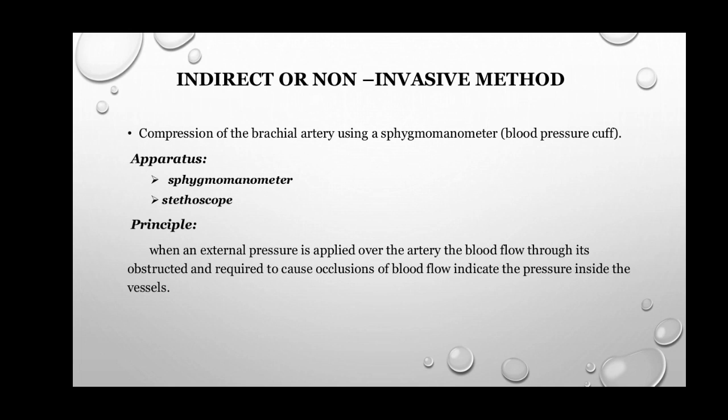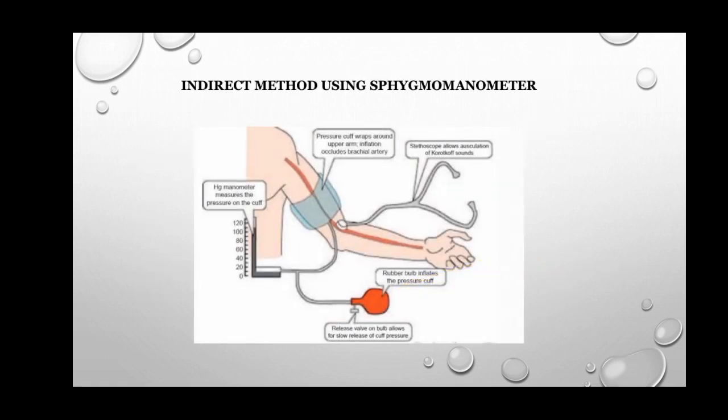The sphygmomanometer consists of a rubber bladder, which is known as the cuff, and a rubber squeeze ball pump, and valve assembly. Pressure is measured using a manometer with mercury column for measuring the value. The cuff is wrapped around the patient's elbow and shoulder. The stethoscope is placed on the artery, with the mercury column.